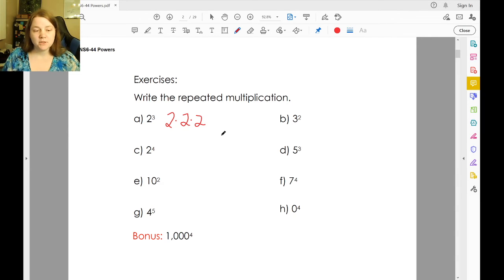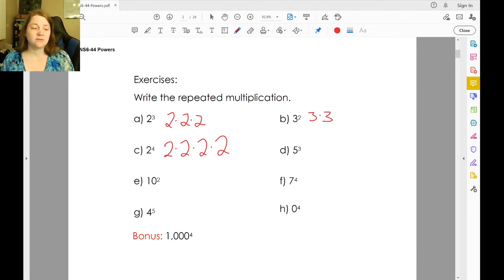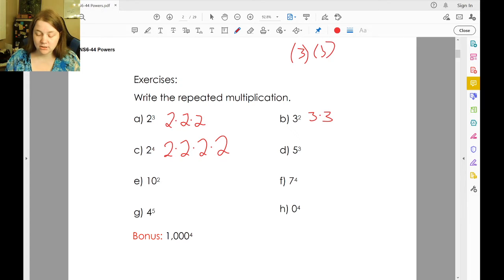Welcome back. So for letter B, you would have gotten 3 times 3. You see the number 3 2 times. For number C, you see the number 2 4 times. 2 times 2 times 2 times 2. You might have used the symbol X to show the multiplication, but because variables are becoming more of a thing, I'm going to use the dots. You can also use no sign if you put parentheses around each and every number. I don't like that because the parentheses end up looking like ones.